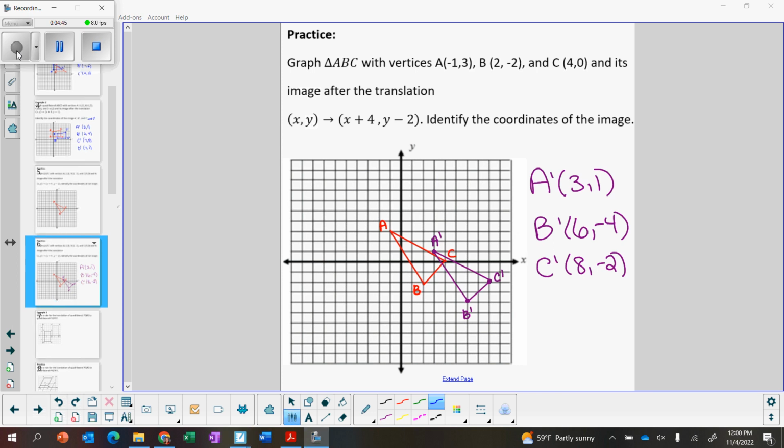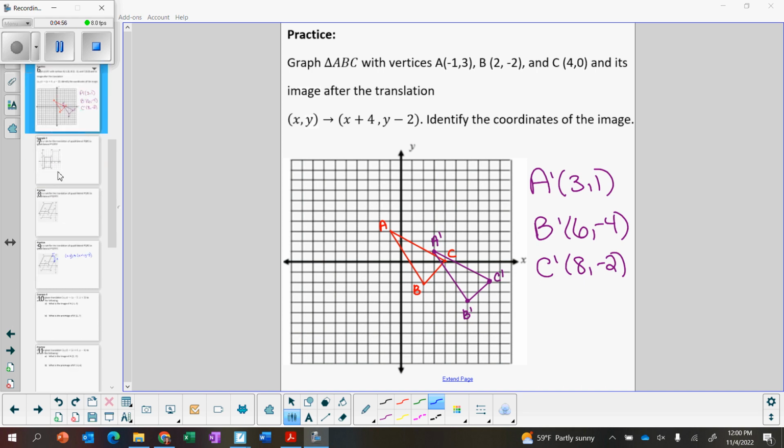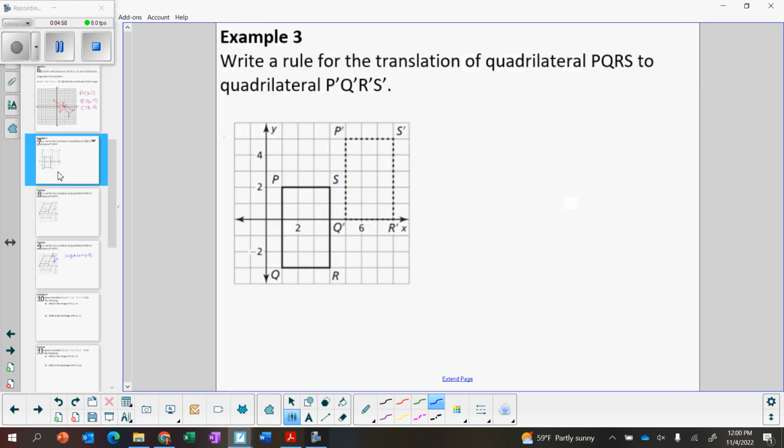Okay, so we end up with A prime is 3, 1, B prime is 6, negative 4, and C prime is 8, negative 2. So the next thing we're going to look at is determining what the translation was to get from one shape to another. So we know it's a translation because all the points are in the same orientation. It's moved, slid from one spot to another.